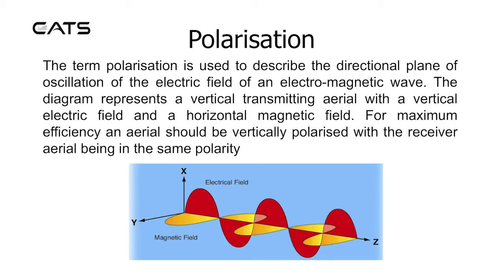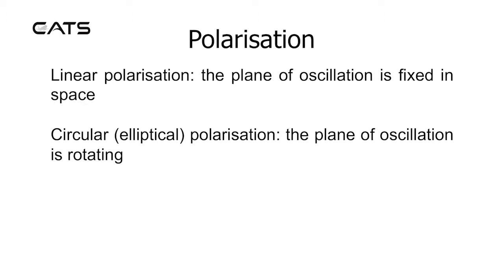Polarisation. The term polarisation is used to describe the directional plane of oscillation of the electric field of an electromagnetic wave. The diagram represents a vertical transmitting aerial with a vertical electric field and a horizontal magnetic field. For maximum efficiency, an aerial should be vertically polarized, with the receiver aerial being in the same polarity. Linear polarization is where the plane of oscillation is fixed in space. Circular or elliptical polarization is where the plane of oscillation is rotating.